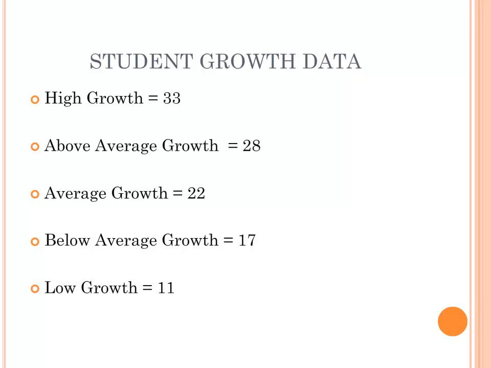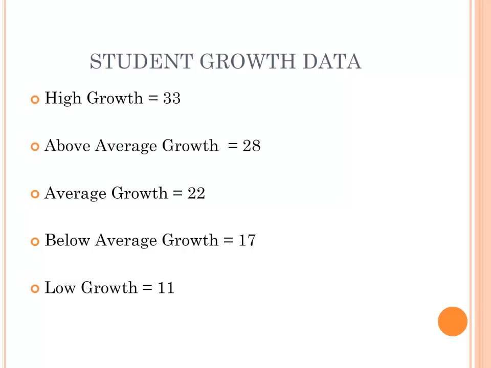1, which is low growth or a total of 11 points. 1.5, which is below average growth or a total of 16.5 points or rounded up to 17 points. 2, which is average growth or a total of 22 points. 2.5, which is above average growth or a total of 27.5 points or rounded up to 28 points. 3, which is high growth or a total of 33 points.